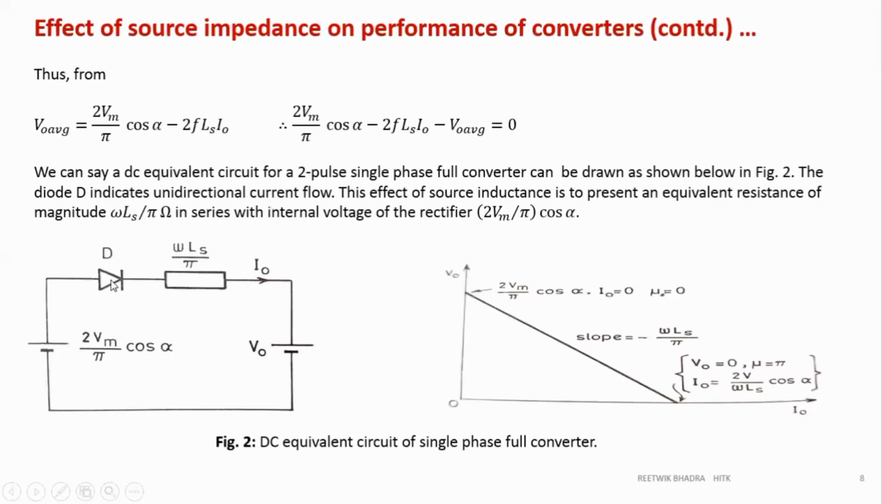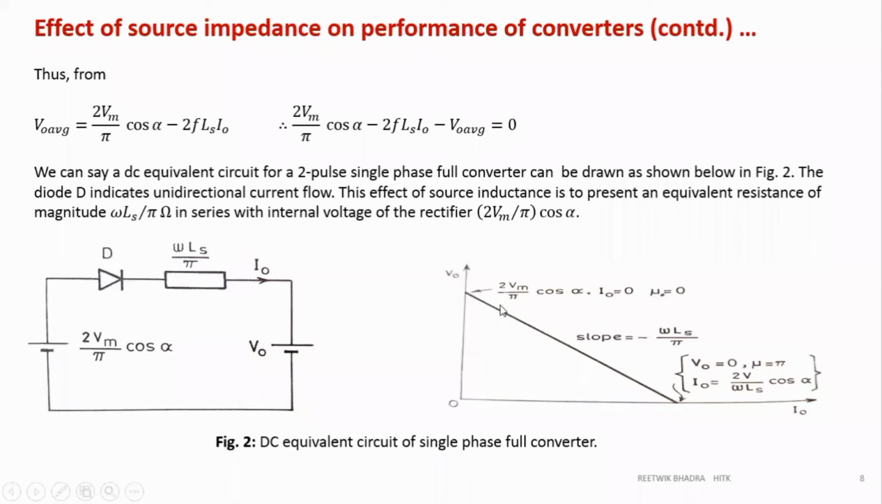So if you draw it in terms of a circuit, it will look like this. Why is the diode given over here? Because a diode always indicates unidirectional current flow. So my current flow or my power flow will always be from 2 Vm by pi cos alpha to this V naught. So that's why this diode is given. And for these values, mu is 0, I naught is 0. And then as you slowly increase your mu to pi, substitute it over here, you will get V naught equal to 0. Then calculate your I naught.